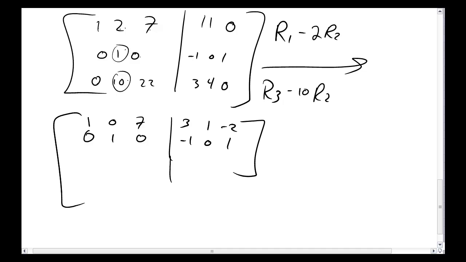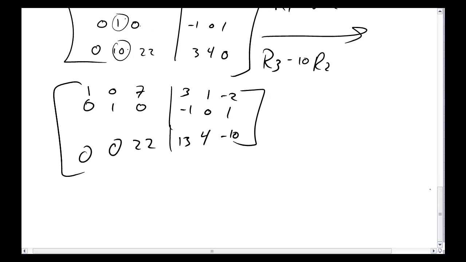For row 3, I've got 0 minus 0. I've got 10 minus 10 times 1, which gives me 0. And I have 22 minus 0, and that's going to give me 22. Then I have 3 minus 10, and minus a minus gives me plus, so I get 3 plus 10, which gives me 13. I'm going to have 4 minus 0. I'm going to have 0 minus 10.